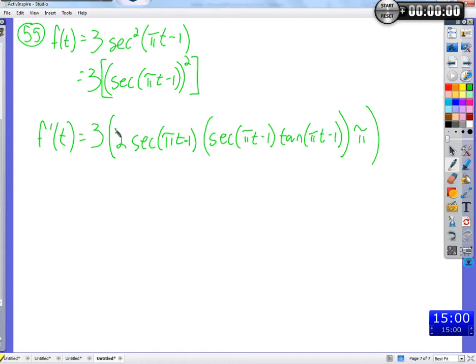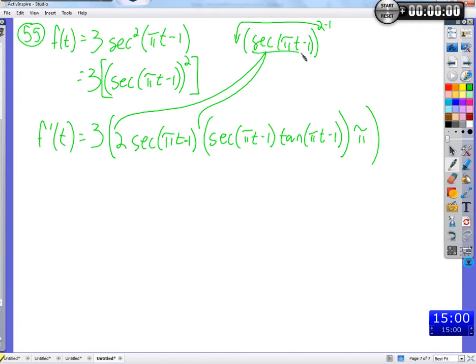This comes from the power rule, right? We took the derivative of the secant of pi t minus 1 squared, right? So this 2 came down here, and then we subtracted 1 from that.